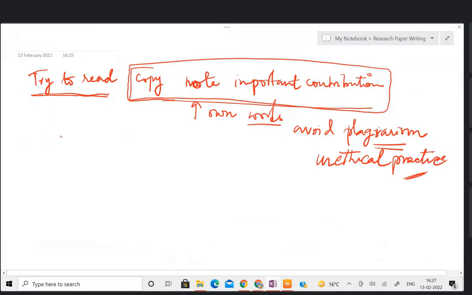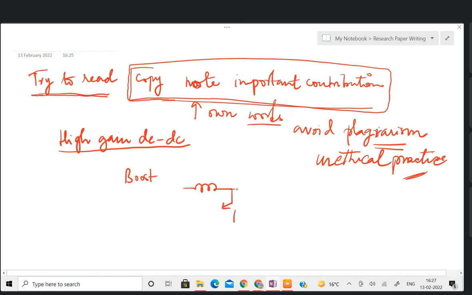Okay, now the third problem was with the high gain DC to DC converter. I had already told you the boost converter circuit is something like this. So this is the input side and this is the output side. Why do we use a DC to DC converter? We are interested in changing a constant DC level to a variable DC level.